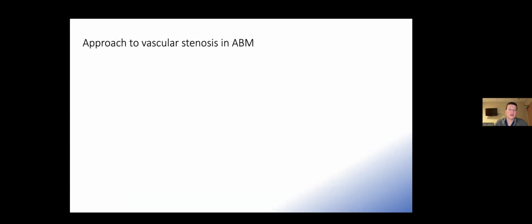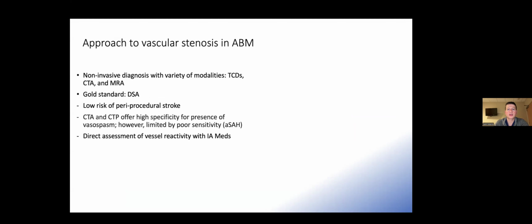The approach to vascular stenosis in patients with meningitis is similar to the approach to any vascular stenotic disease, where first we diagnose it via non-invasive diagnostic modalities, including transcranial Dopplers, CTAs, as well as MRI. Notably, the gold standard remains the diagnostic subtraction angiogram, which has a low risk of peri-procedural stroke as a purely diagnostic test, certainly on the order of 1 or less percent.